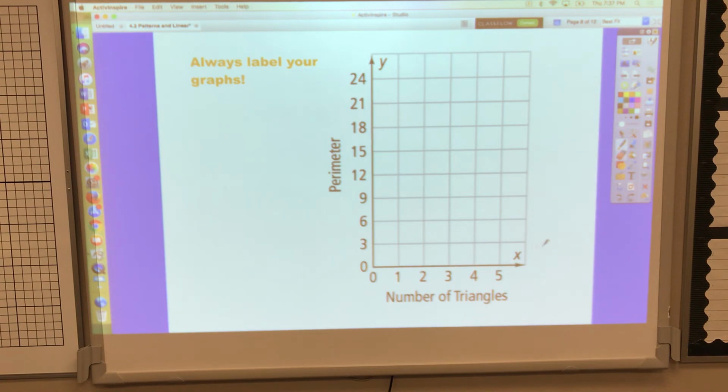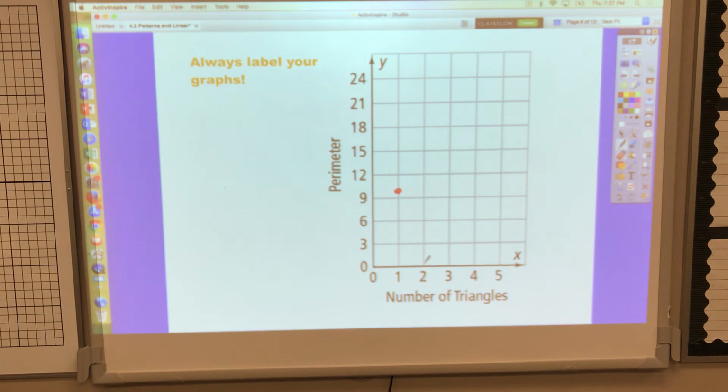yesterday. So the number of triangles is independent, so it goes on the x. Your perimeter is dependent, so it goes on the y. And so for my table, the first set of triangles, if I only had one triangle, we found out it has a perimeter of 10. So that's going to be right here above the 9. So in between 9, we have 10 and 11 before we get to 12.